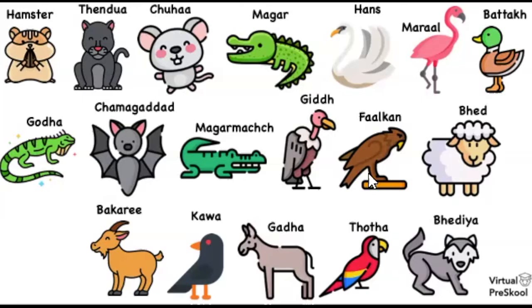Alligator, magar. Swan, hans. Flamingo, maral. Duck, batak. Iguana, godha. Bat, chamargad. Crocodile, magarmach. Vulture, gid.